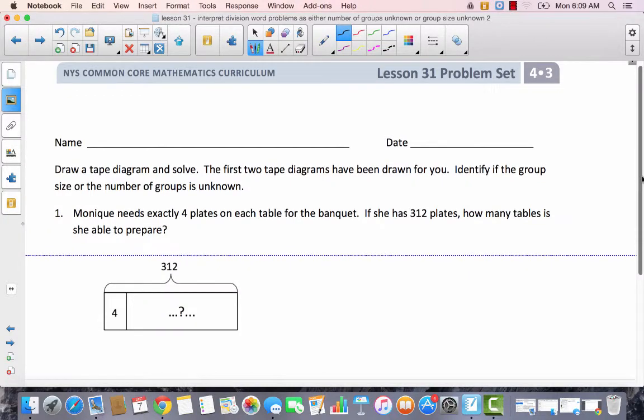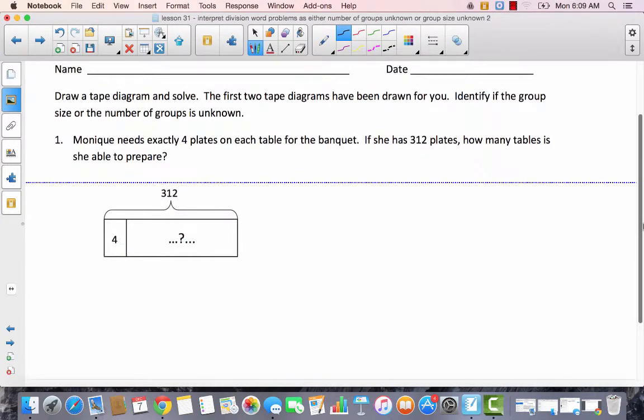So we're going to use the RDWW process on these two. You'll notice that at first it says draw a tape diagram and solve. The first 2 tape diagrams have been drawn for you. Identify if the group size or the number of groups is unknown. So let's take a look at our problem.